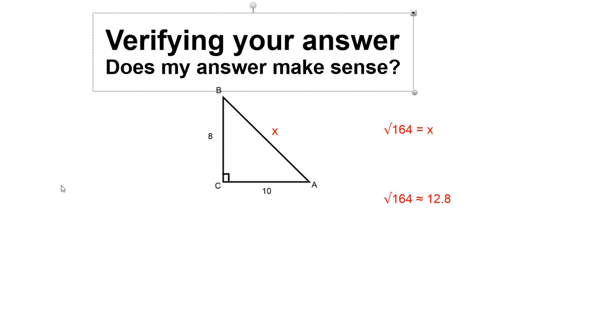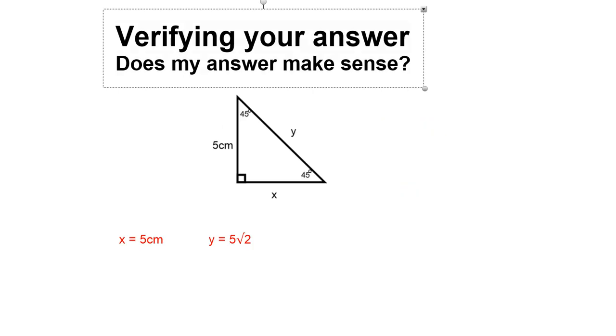So in this case, we found that x was equal to square root of 164. Well, that doesn't mean a whole lot, except for you do notice that x is the hypotenuse, so it better be more than your other two legs. And right away, you know the square root of 164 is going to be more than 10, and it's approximately 12.8. So that at least gives you a good sense for, okay, that makes sense.